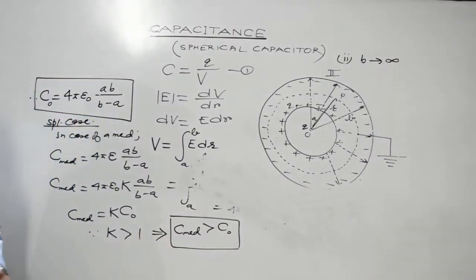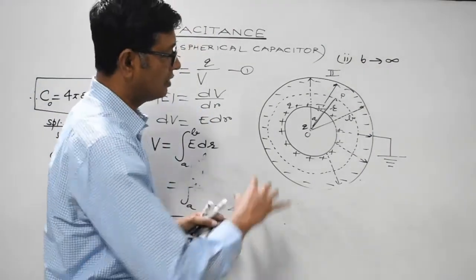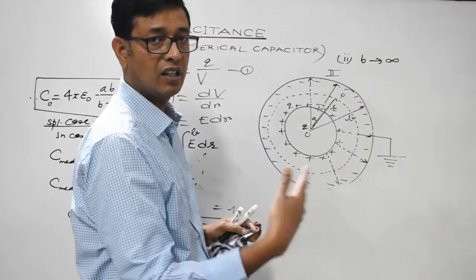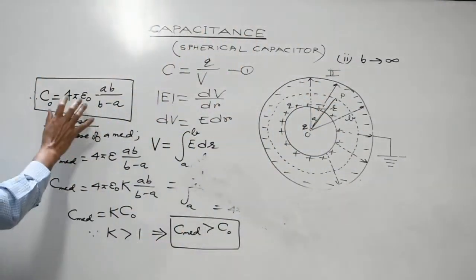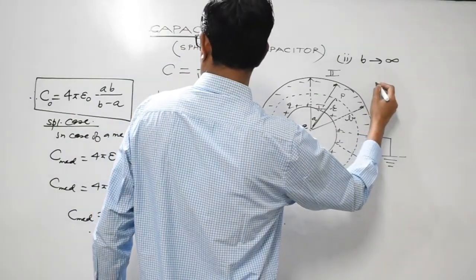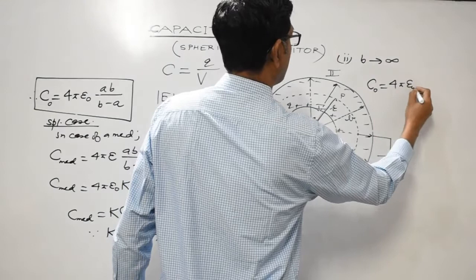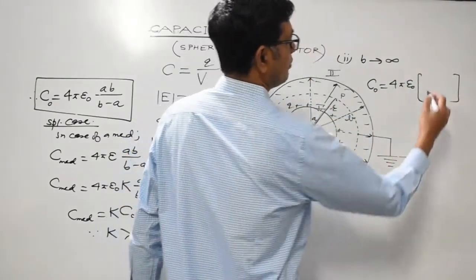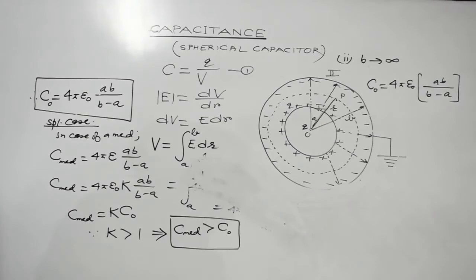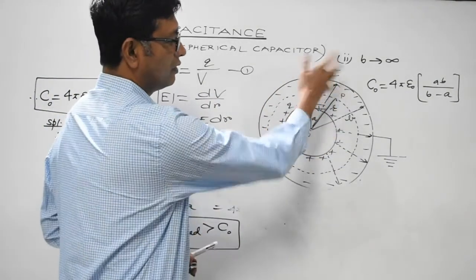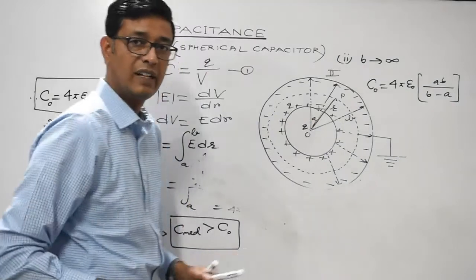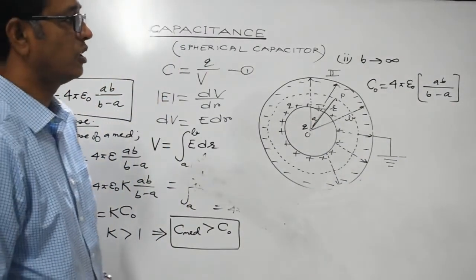Let's see what happens. The case which we are discussing is that when the radius of the outer shell of a spherical capacitor is gradually increased and eventually becomes infinite, what will be the capacitance? So you can check it over here. It can be written as C naught 4 pi epsilon AB, B minus A. Now, just make use of your common sense and conclude what will be the scenario when the radius of the outer shell is increased gradually and eventually becomes infinite.